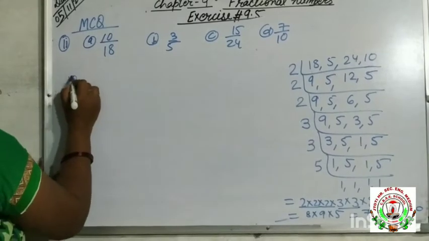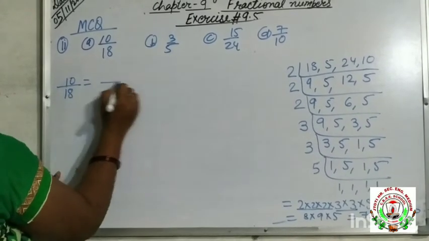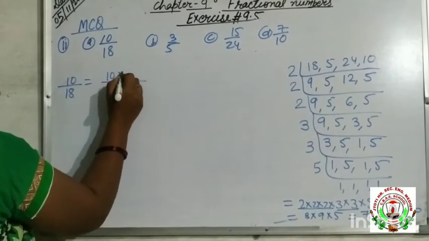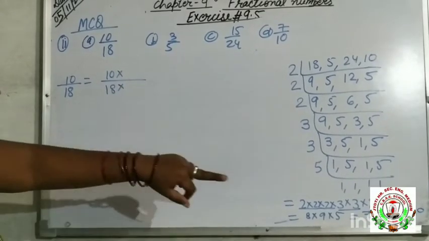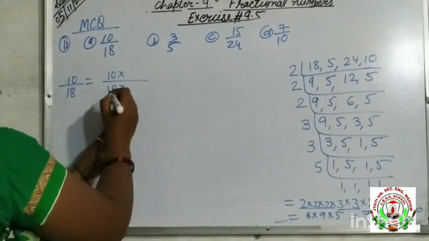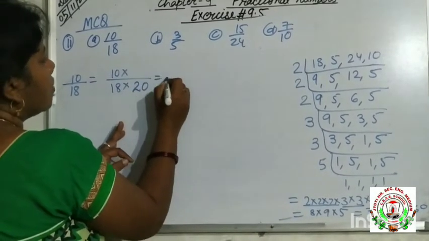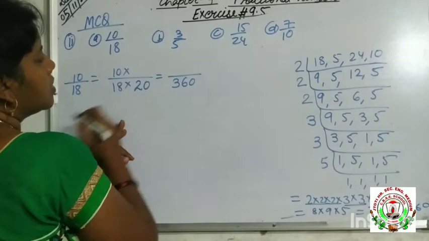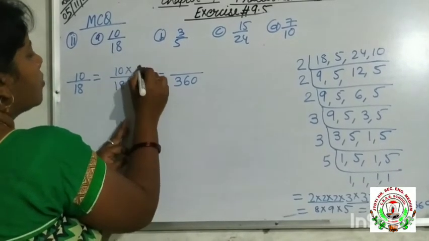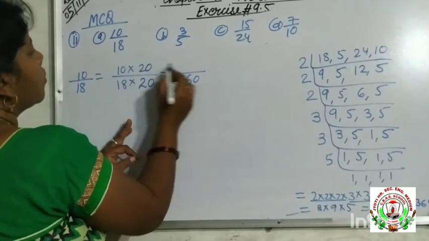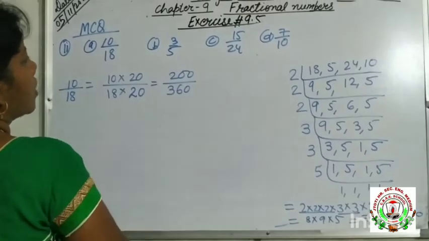Now here 10 by 18. Now which number will we multiply to get 360? 18 ones are 18, 18 twos are 36. So when we multiply it by 20, we will get 360. So the same number you will multiply in the numerator also. 20 tens are 200. Clear?